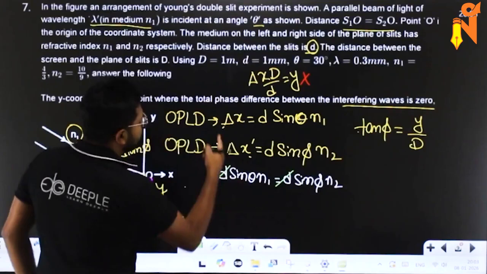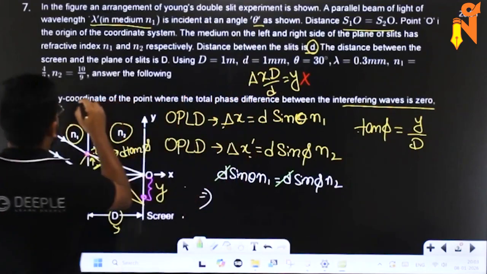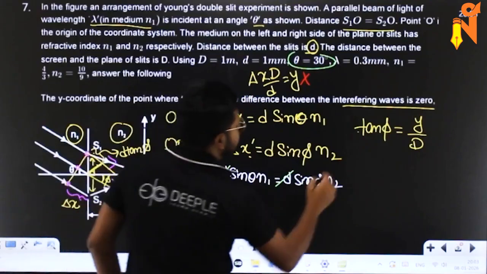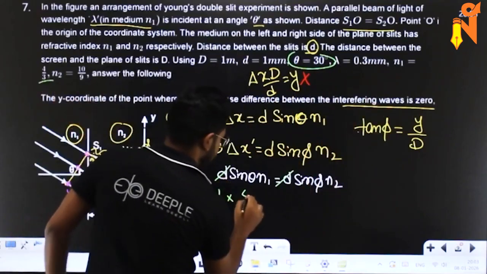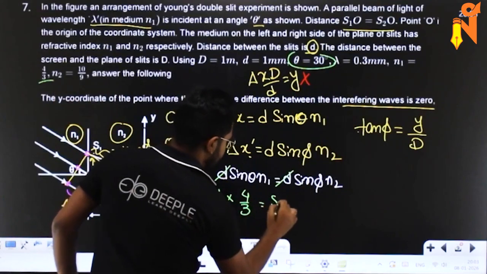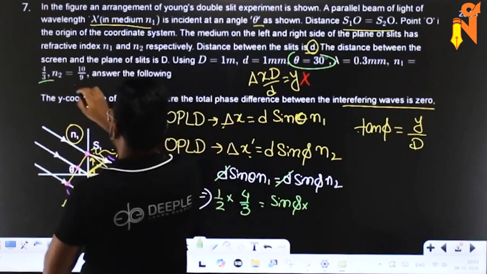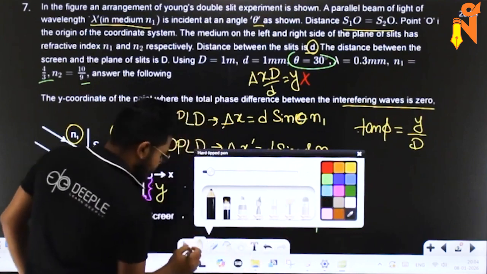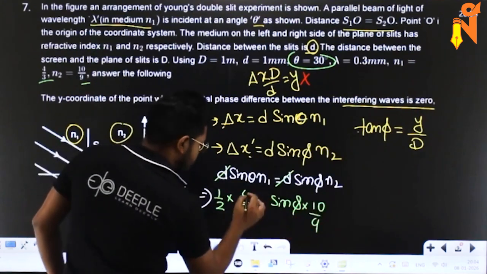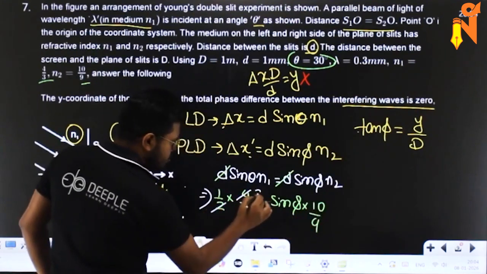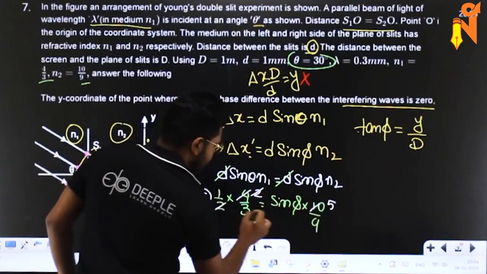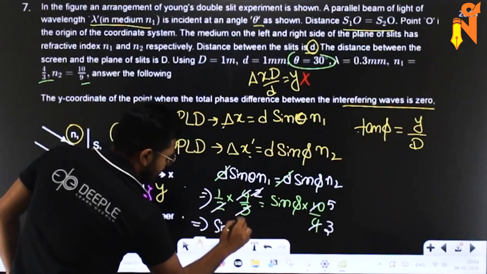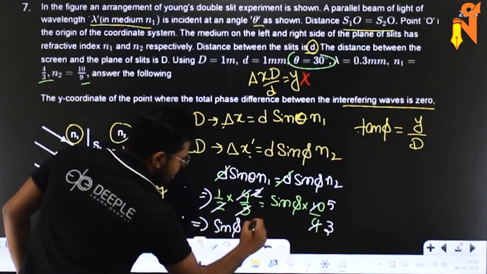Now sine theta, they have given how much theta? 30. So half, n1 is given as 4 by 3, sine phi, n2 is given as 10 by 9. Let us again do the calculation here. So 4 becomes 2, can be cancelled out with 5 here, 3 can be cancelled out with 3. So I get sine phi, let's do the crisscross, 3 by 5.